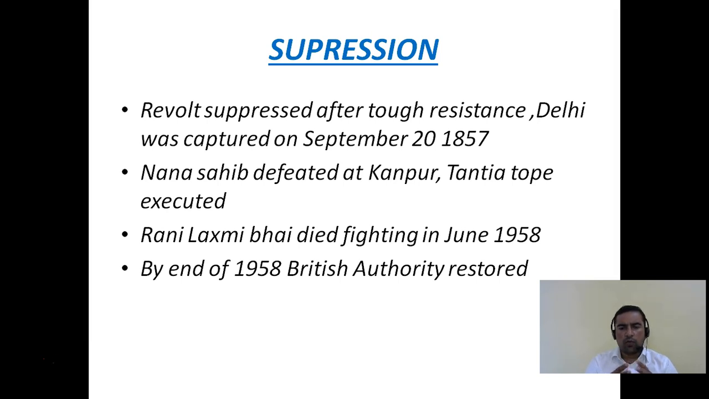Nana Sahib, one of the leaders who fought against the British, was defeated at Kanpur, and Tatia Tope was executed. Rani Lakshmi Bai died fighting. She was a woman, and she died fighting like a hero in 1858. About her, Hugh Rose, the British army officer who fought against her, said she was the only man among the rebels. You know, that is the kind of respect that British army officer gave to Rani Lakshmi Bai. She fought very bravely, and her name is written in golden words in Indian history. By the end of 1858, British authority was restored. The rebellion was over. It was suppressed heavily.